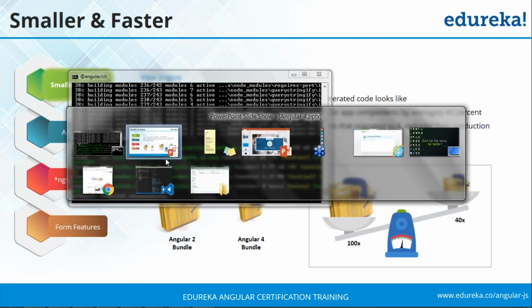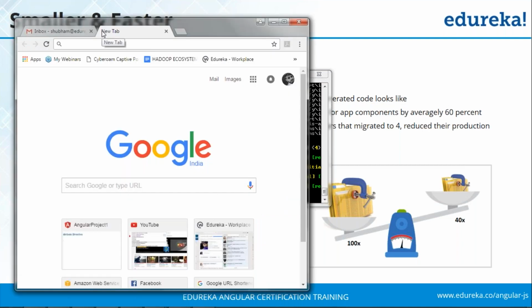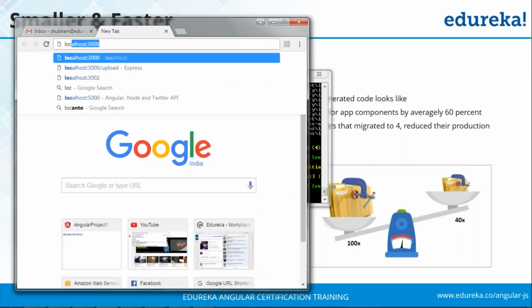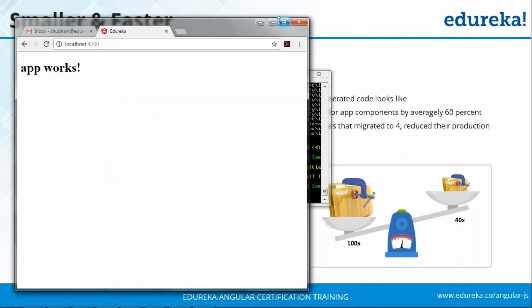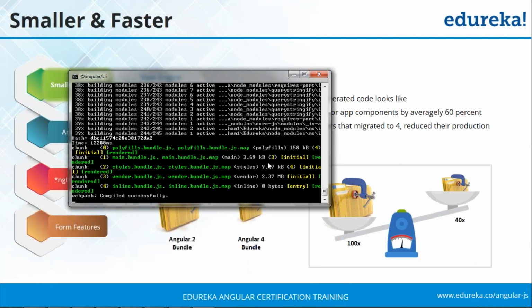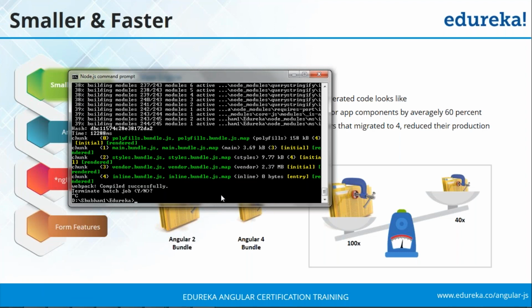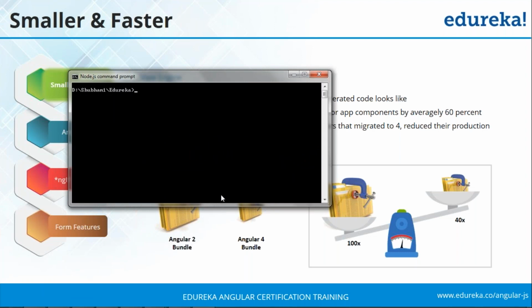Okay, let us go to our browser now. We will go to localhost 4200. And this is the demo application, or you can say the sample application. So we'll close this application. Now using the ng build command, I will build this application. And I will add --aot to use the AOT compiler.